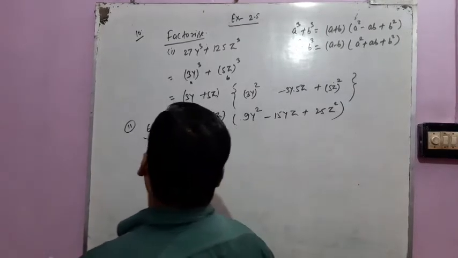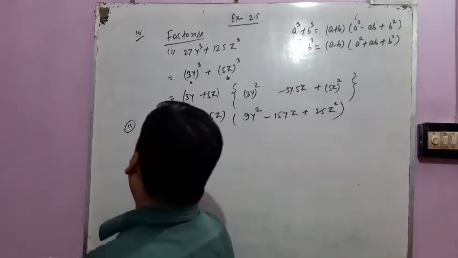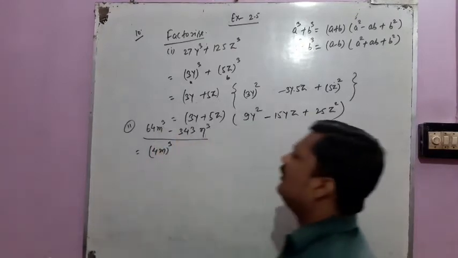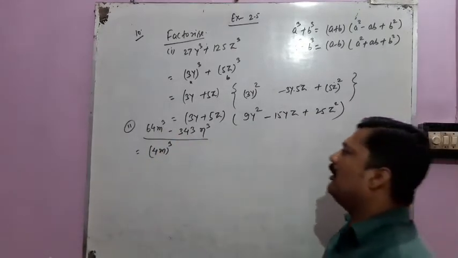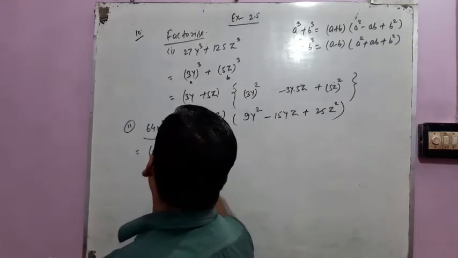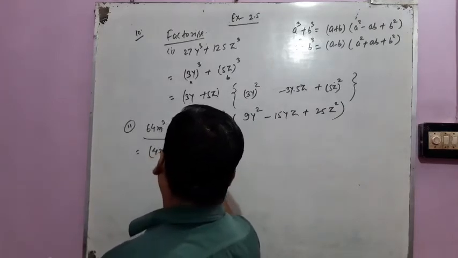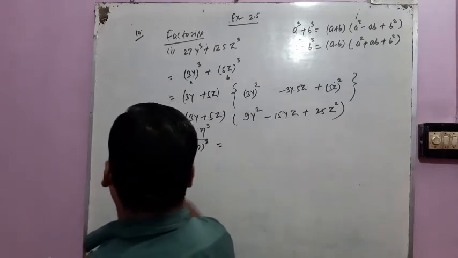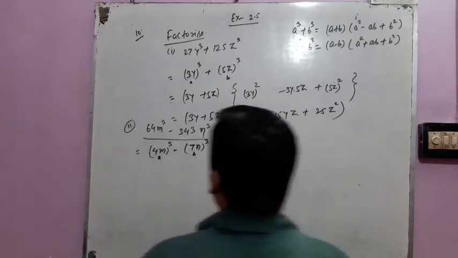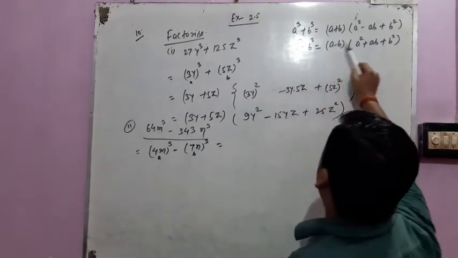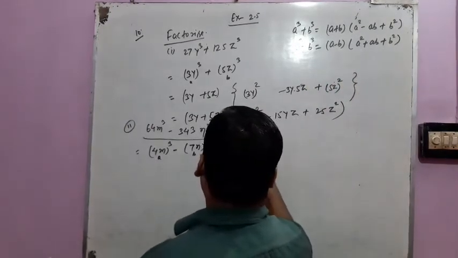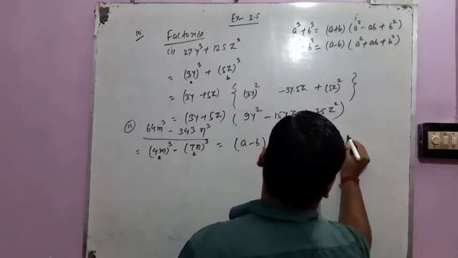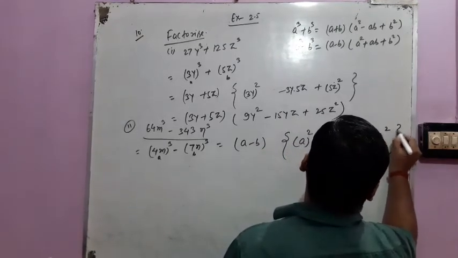First we write this question in the form of cubes. So 64m cube can be written as 4m whole cube, and 343n cube can be written as the whole cube of 7n. Okay, now we have to write in factorial order. Consider it a and consider it b. So what is the factorial order of a cube minus b cube? a minus b, then a square plus ab plus b square.